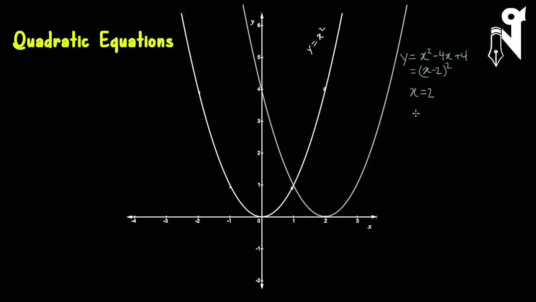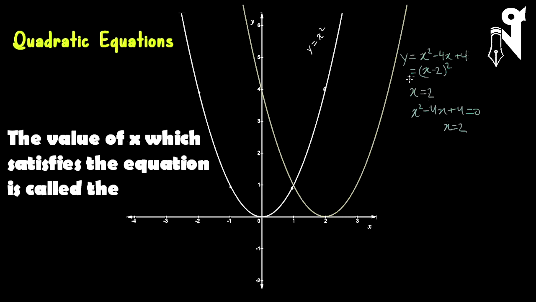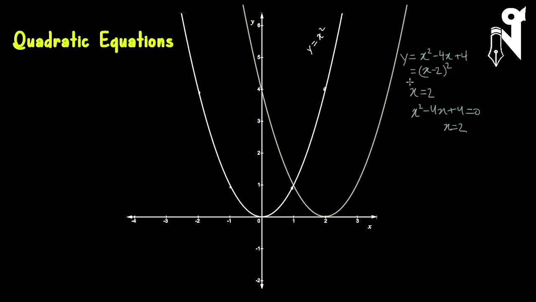And when I'm talking about root, I have to write the quadratic equation, which is x square minus 4x plus 4 is equal to 0. So if I solve this and find out the value of x which is satisfying the equation, then it's called the root of the quadratic equation. So again, to solve it, I would rather write in the factorized form, x minus 2 the whole square is equal to 0. And what I get is x minus 2 is equal to 0, which is x is equal to 2. So that's the root of this quadratic equation.